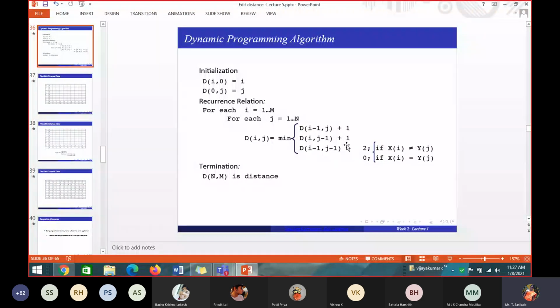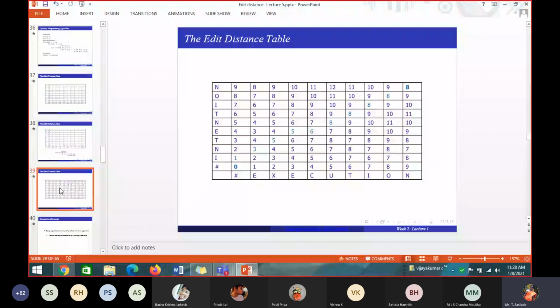So all the values now: first one is 2, second one is 2, and the last option also 2. Among these the minimum is 2. So you have to write it here. See here, I have written it. No need to do anything.